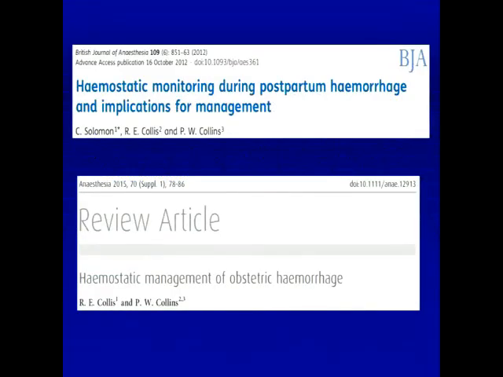If anybody's interested in some brief review articles, these ones are quite good. They're by the same authors, looking at overall management of PPH, but they do have a section on ROTEM and how it's used in postpartum hemorrhage.